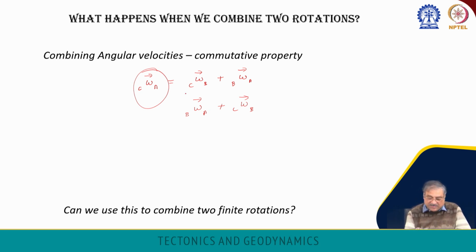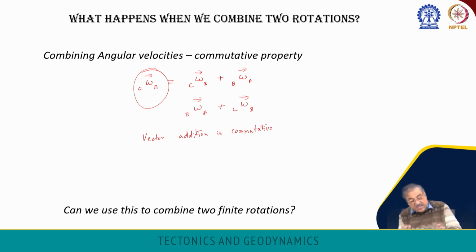So this means the sequence in which you add these two does not matter, and indeed it would not matter for any vectors, because vector addition is commutative. That is, the sequence in which you add doesn't really matter. You can add a plus b, you will get the same answer if you add b plus a. So vectorially, this is a property that all vectors have. They have a commutative property.